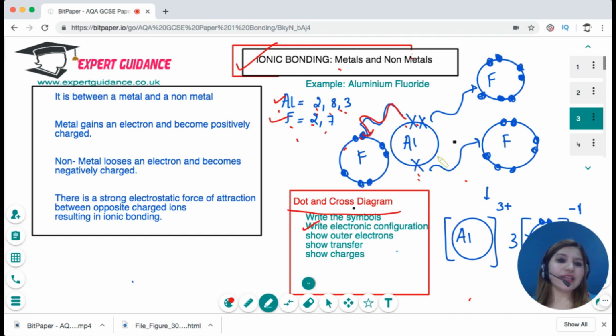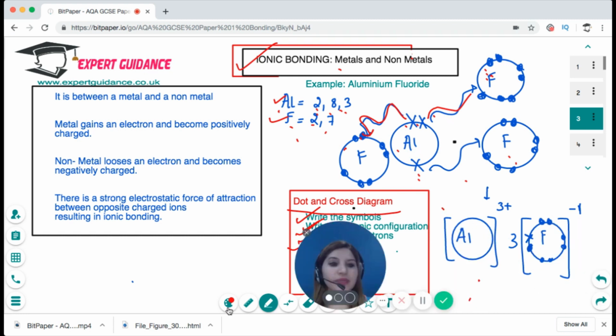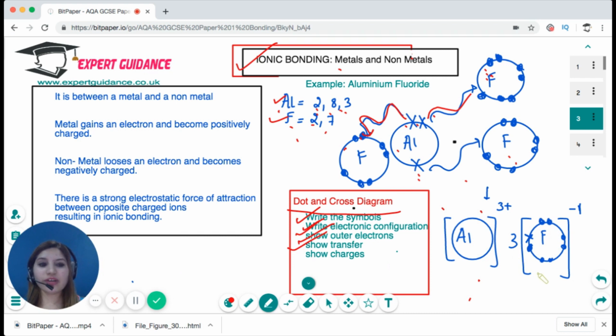But that makes aluminium lose 2 more, so it takes the help of 2 other fluorines. So you'll draw the outer electrons and show the arrow. First write the symbol, write the electronic configuration, show the outer electrons, show the transfer, and then write the charges. As aluminium has lost 3 electrons, it has a 3 plus charge, and fluorine has a 1 minus charge, but there are 3 fluorines. This is how you need to draw the dot and cross. Remember, write the electronic configuration, show the outer electrons, and show the transfer.